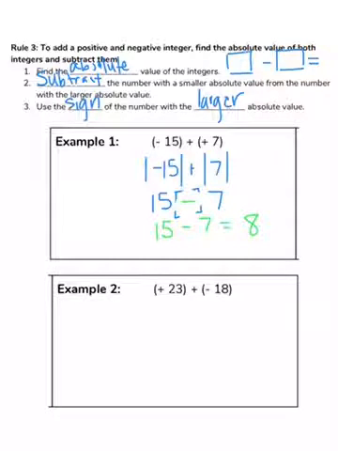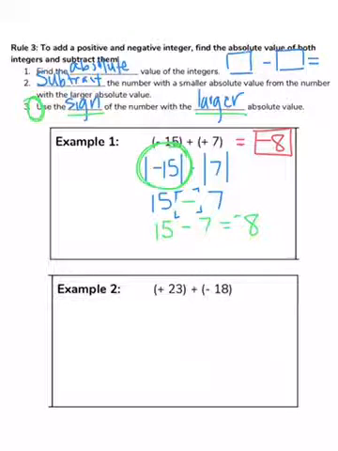Now I need to look at step 3. Step 3 says to use the sign of the number with the larger absolute value. Well, negative 15 has a larger absolute value, so my answer is going to be negative. So my final answer to this question is going to be negative 8 because negative 15 has a greater absolute value. So truly I'm doing negative 15 plus 7. So I'm taking 7 away from 15 and I'm getting to negative 8.